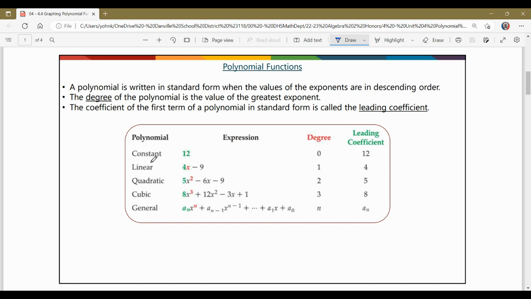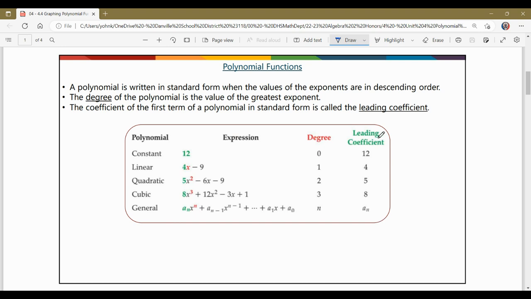number. A linear function has an x to the first or a degree of 1. A quadratic has an x squared with a degree of 2. A cubic has a third power, which has a degree of 3. And in general, whatever the highest exponent is, that's your n, which is your degree.